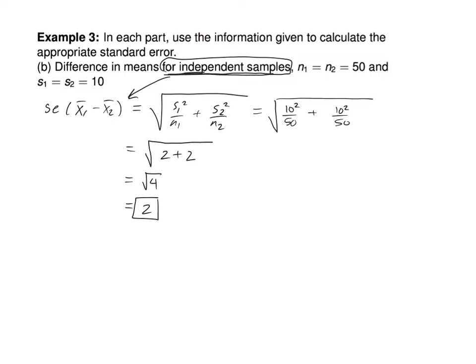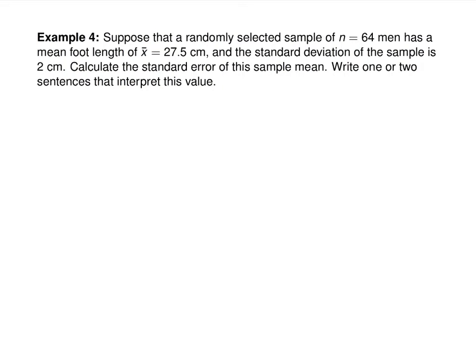All right, one more, then we'll talk about those t-tables quick and give you a quiz. Suppose that a random sample of 64 men has a mean foot length of 27.5 centimeters, and the standard deviation of that sample is 2. So is this S or is it sigma? It's S because it came from a sample. Okay. Calculate the standard error of this sample mean.